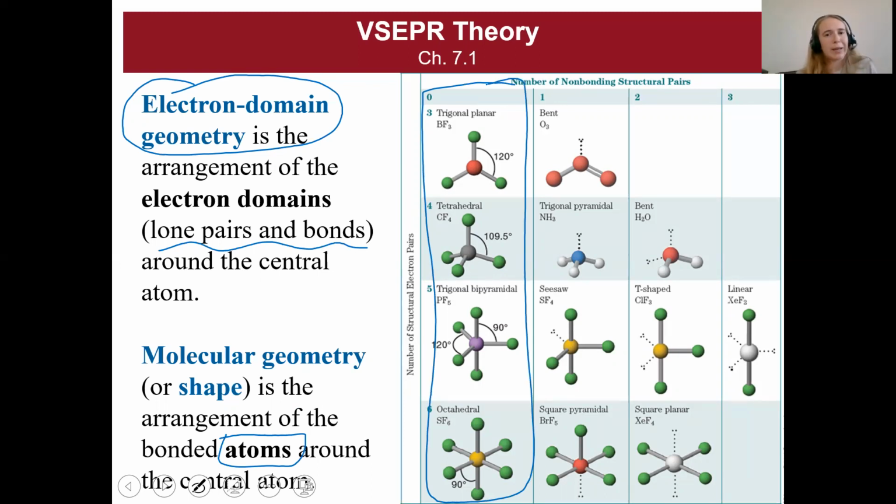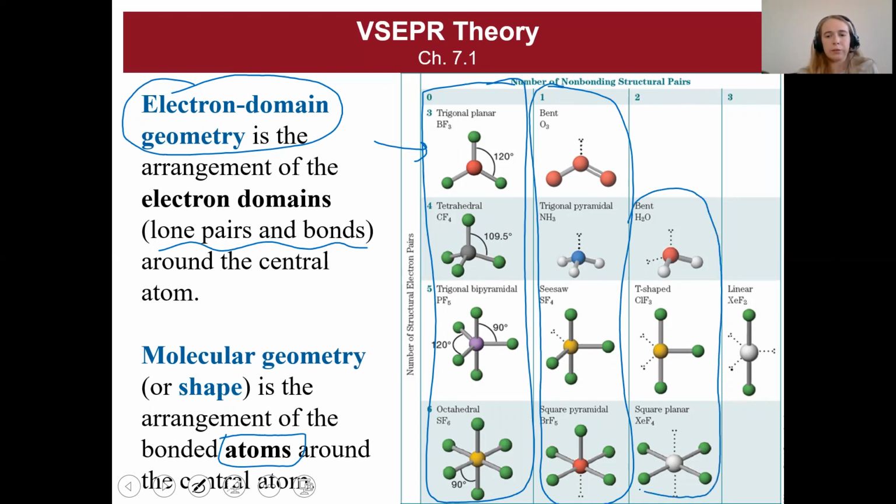This is the electron domain geometry if all of the electron domains are bonded atoms. So we don't have any lone pairs. If that's the case, then we're in this column here. This column is for when we have one lone pair and all the rest are bonded atoms. This one is for 2 lone pairs and the rest are bonded atoms. And this is for 3 lone pairs with the rest being bonded atoms. And those are all the shapes that are possible. My personal favorite is the seesaw.